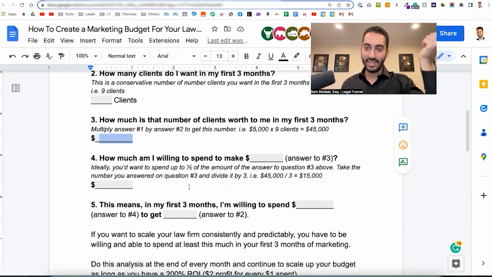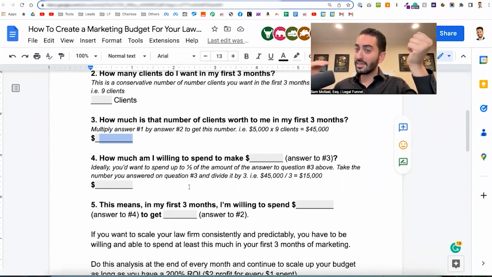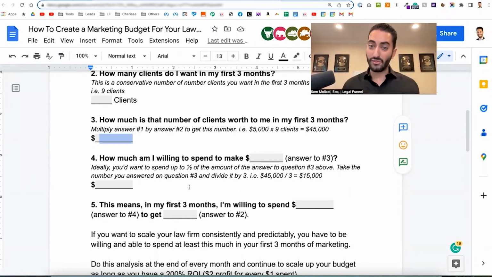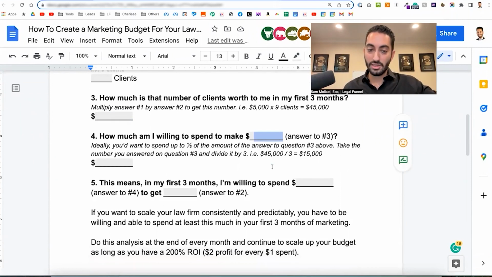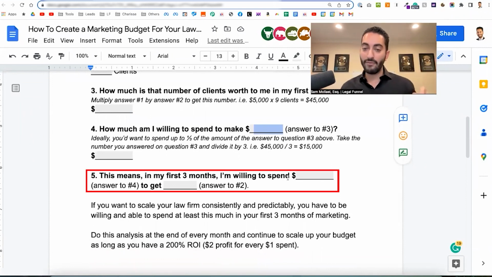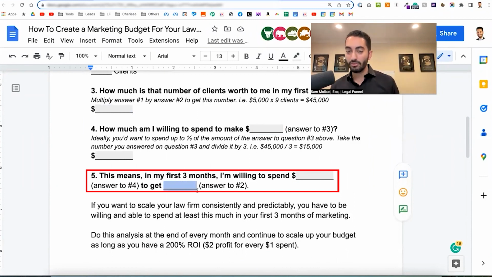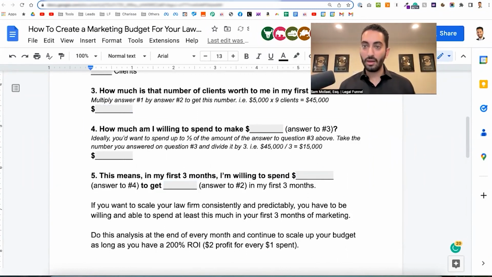Well, good math is basically you should spend up to 1/3 of your revenue on marketing. Up to 1/3. Sometimes you want to spend less, but up to 1/3. So what I do is take that 45,000 divided by the number 3. If you want to be really conservative, you could divide it by 4, but not beyond that. Just for the sake of growth in your first 3 months, divided by 3 is a good number. So this number will be 15,000. So this means in my first 3 months, I'm willing to spend $15,000 to get 9 clients in my first 3 months. And that is the math about how to know how much to spend in your marketing.